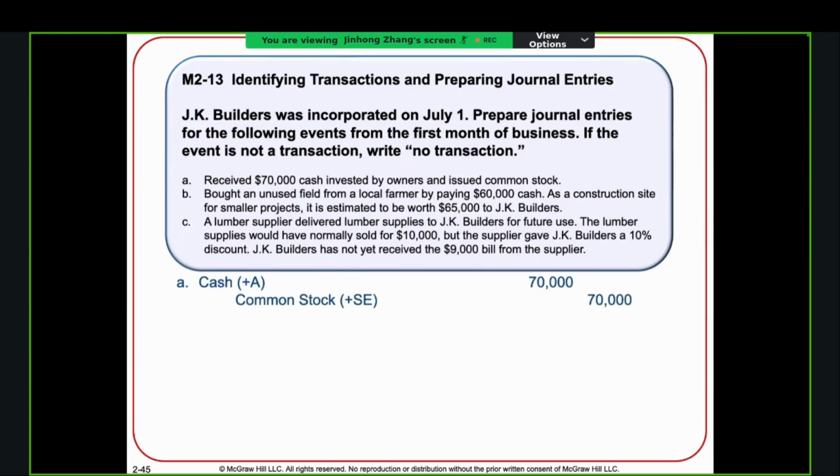Good. Okay, the next one: bought an unused field from a local farmer by paying $60,000 cash as a construction site for smaller projects. It is estimated to be worth $65,000. Okay, next. Who wants to do it? Plant is 60,000, cost 65. Yeah, and cash. Good.